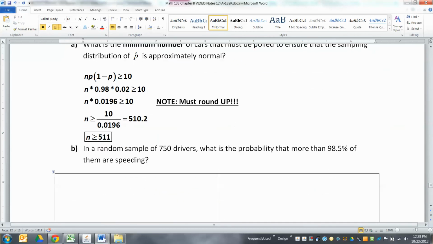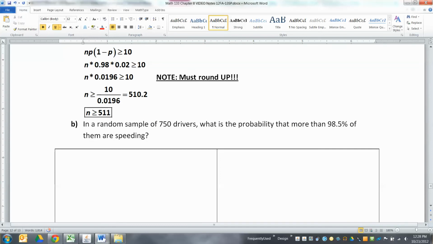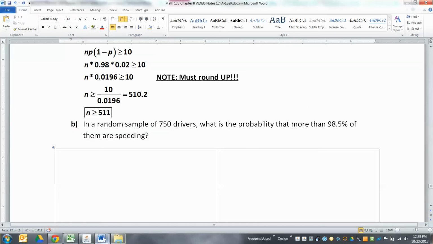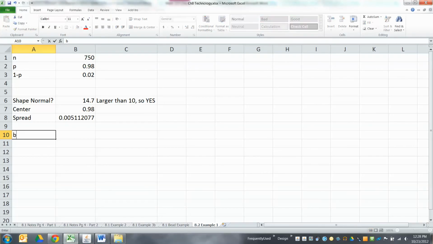All right. Now, in a random sample of 750 drivers, what is the probability that more than 98.5% of them are speeding? Okay. So let's figure this out. This is example part B. I didn't really have to do A in Excel, so I'm not going to. I mean, that's just simple, straight up algebra.